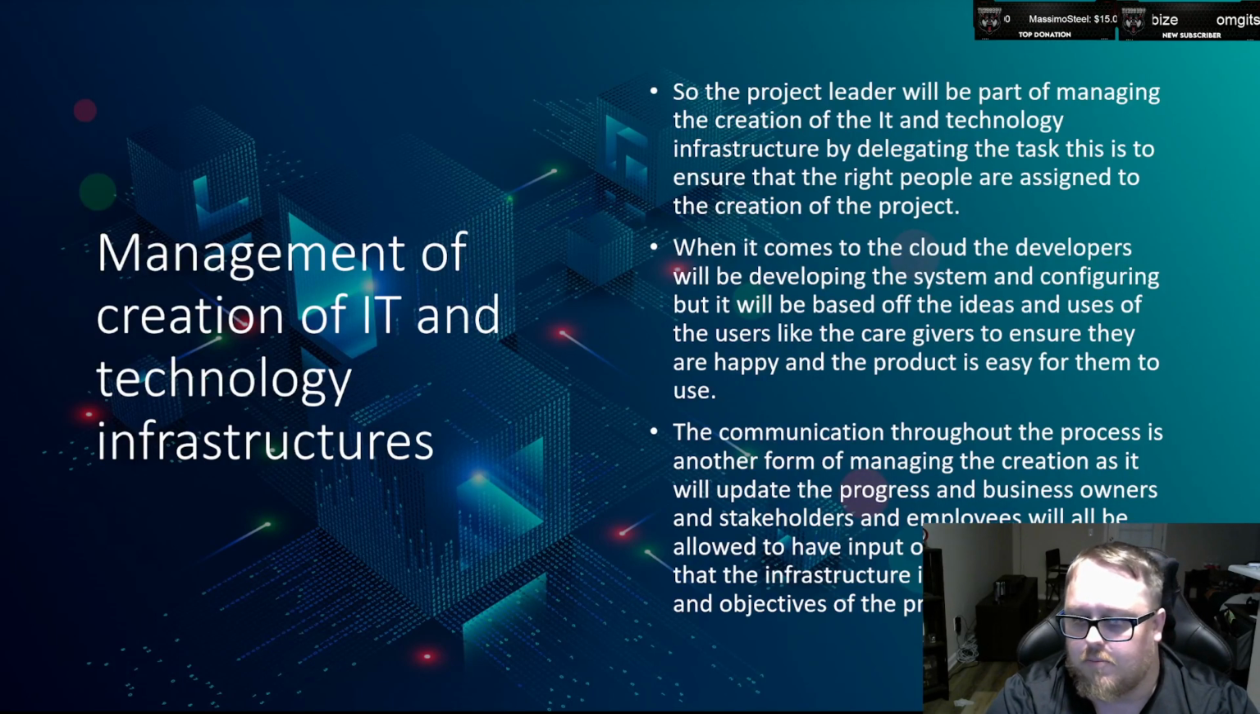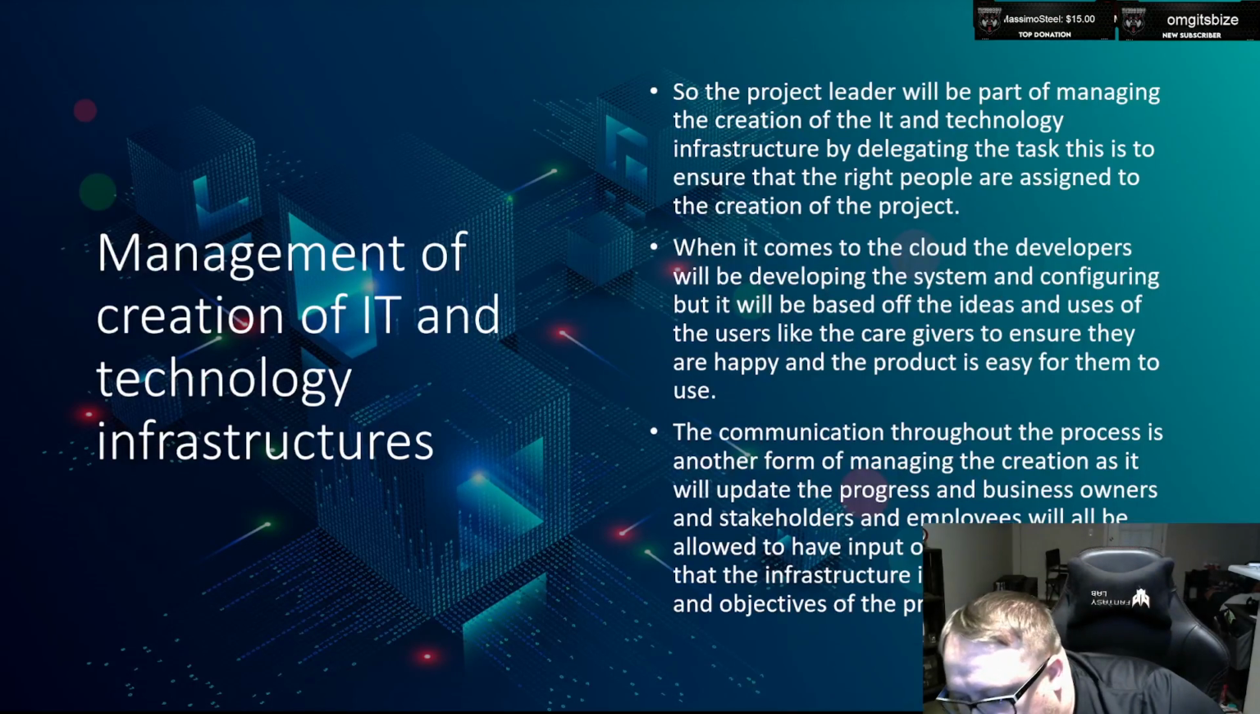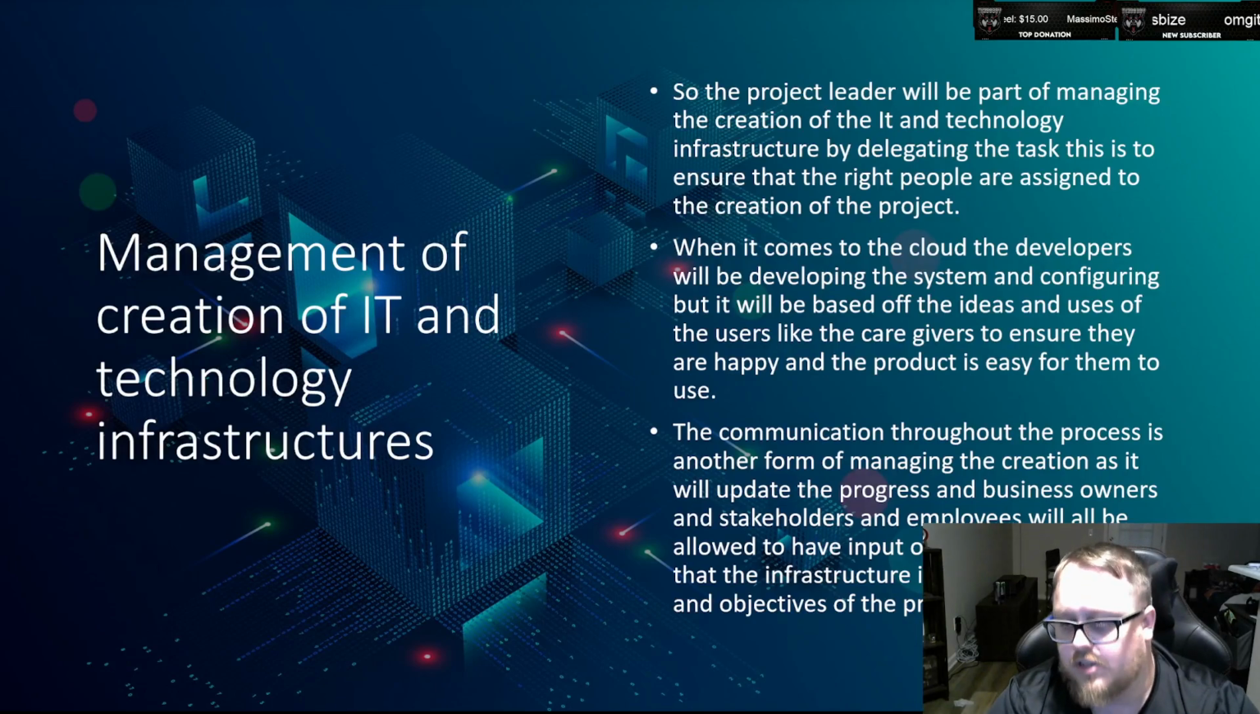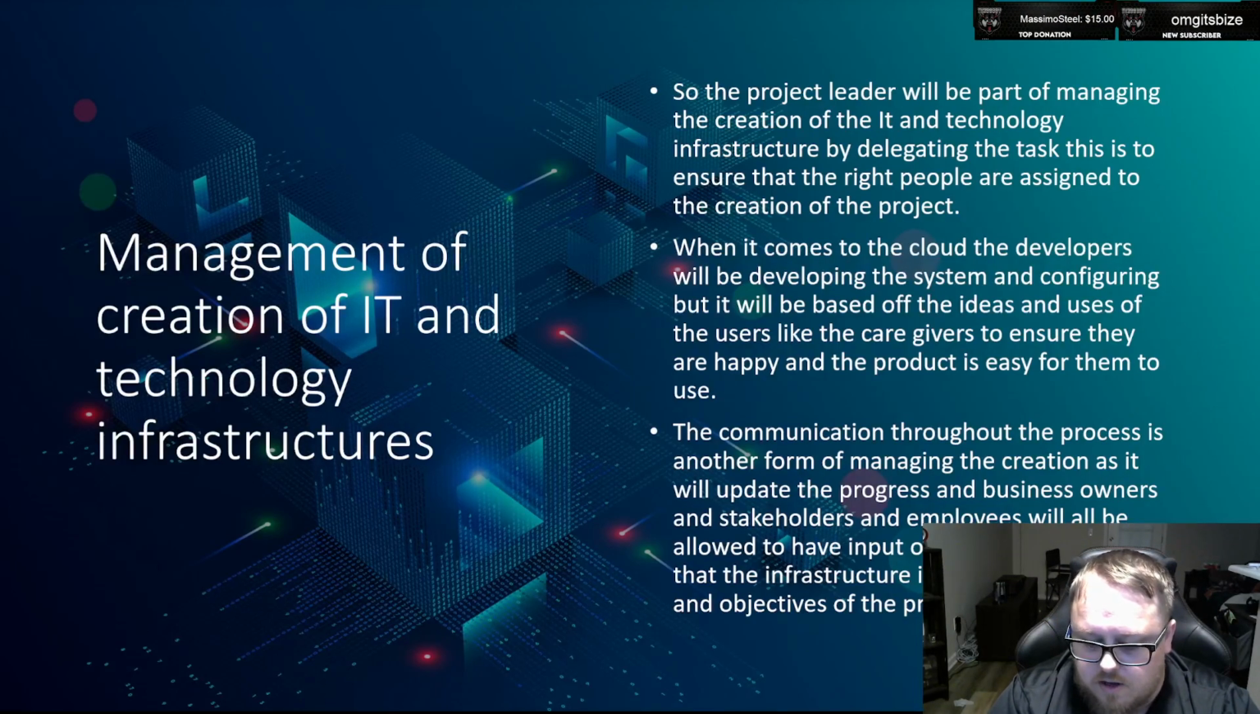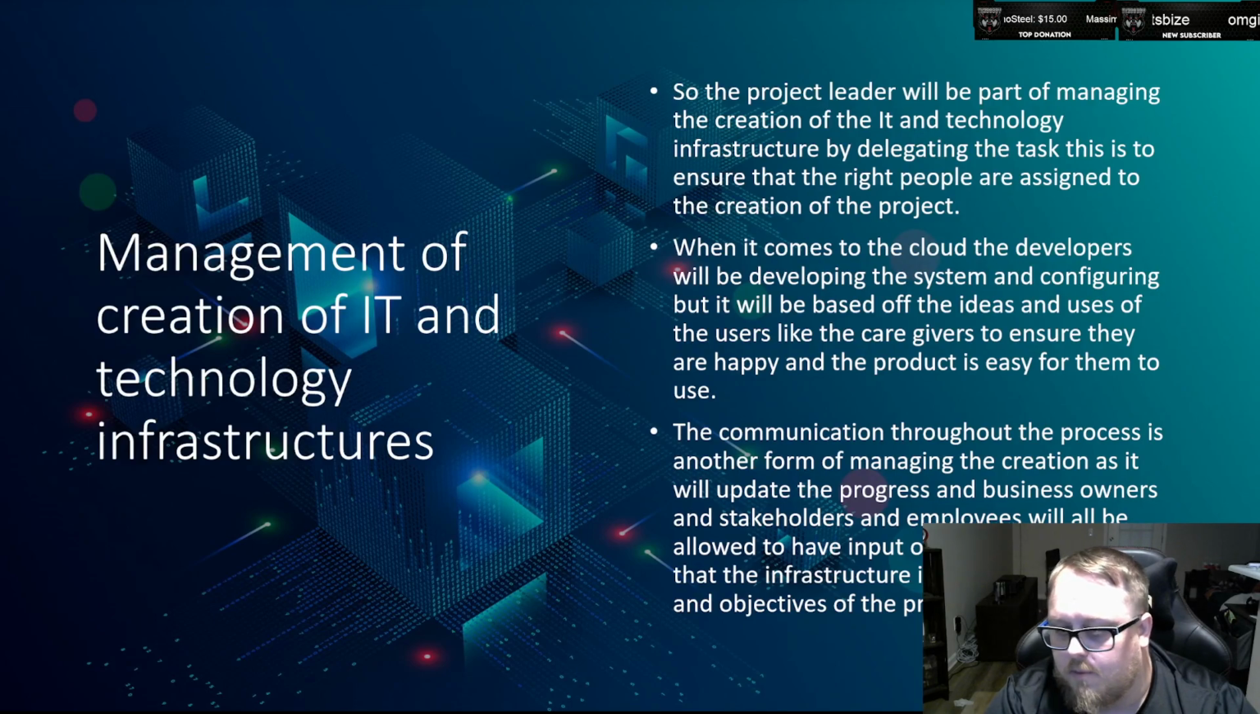When it comes to the cloud developers, they'll be developing the system and configuring it, but it's still going to be based off the ideas and uses of the users and caregivers of the hospital. So we ensure that it's user friendly for them.